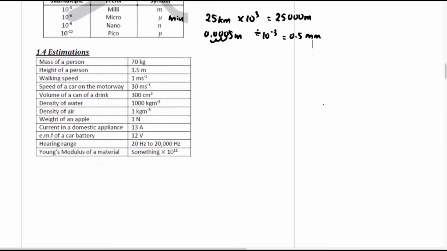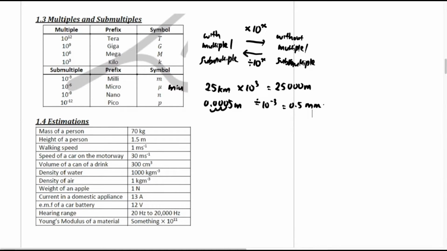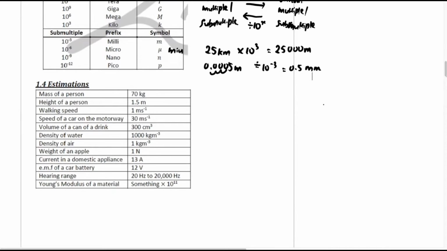Now, do I need to memorize all of the prefix names? Actually, yes, you have to memorize it. Normally they will ask this in multiple choice, so you have to memorize it. Okay, then let's move on.